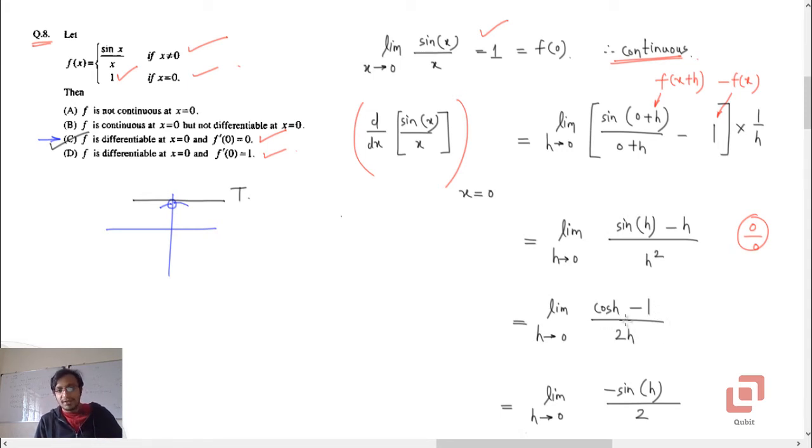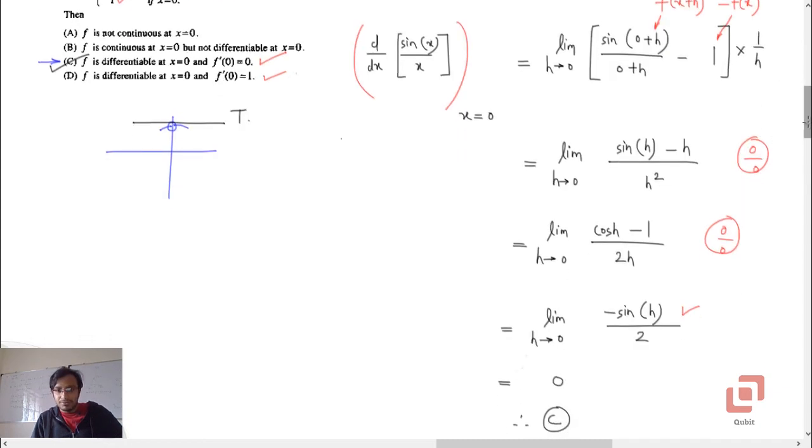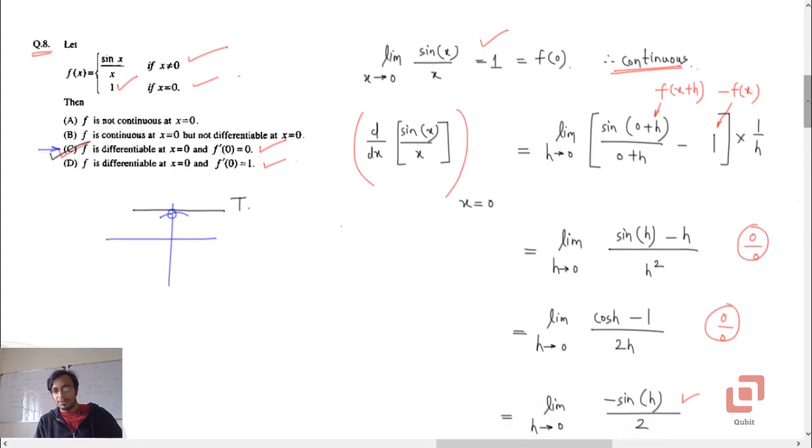Again you observe that this is in the 0 by 0 form, because cos 0 is 1, 1 minus 1 is 0, upon 0. So if you again apply the rule, it will be negative sin h upon 2, which is 0. So the value of the derivative is also 0, and that matches with our observation, so it is option C. Not a too difficult question.